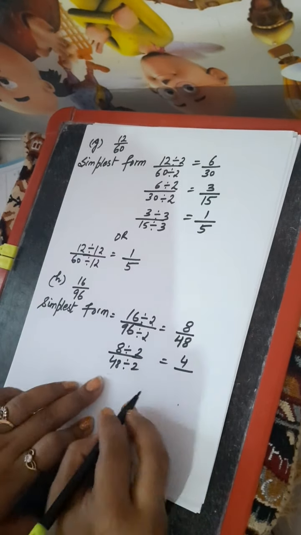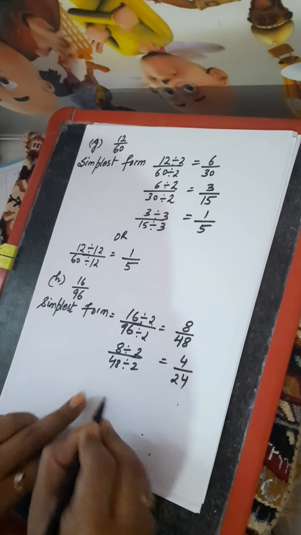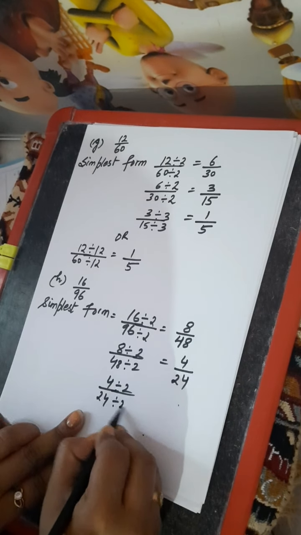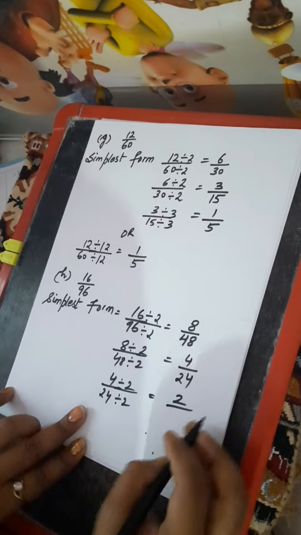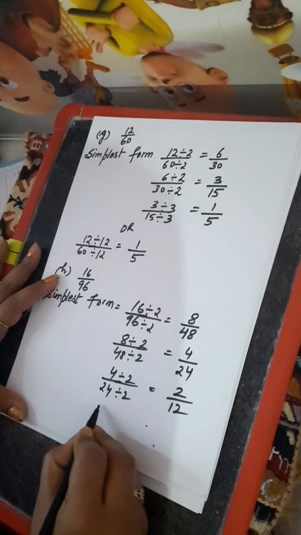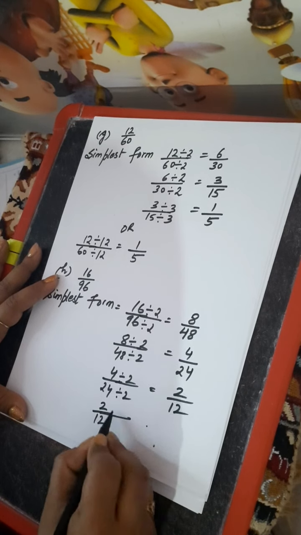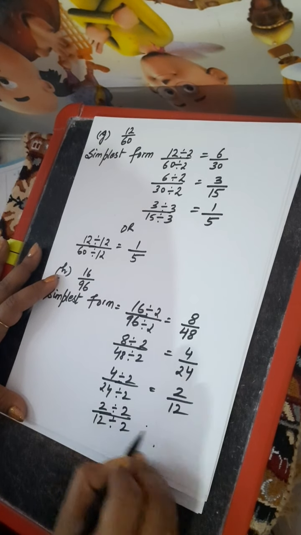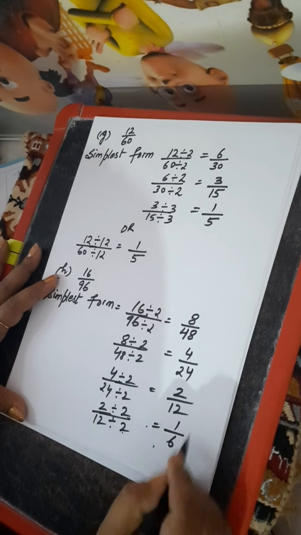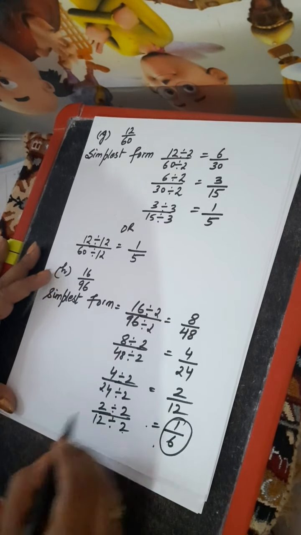Here we have 4 and here we have 24. Again both are divisible by 2. Here we have 12 and 24 divided by 2, that is this. So 2 upon 12, both are divisible by 2. 1, 12 divided by 2, that is 6. So here my simplest form is 1 upon 6.